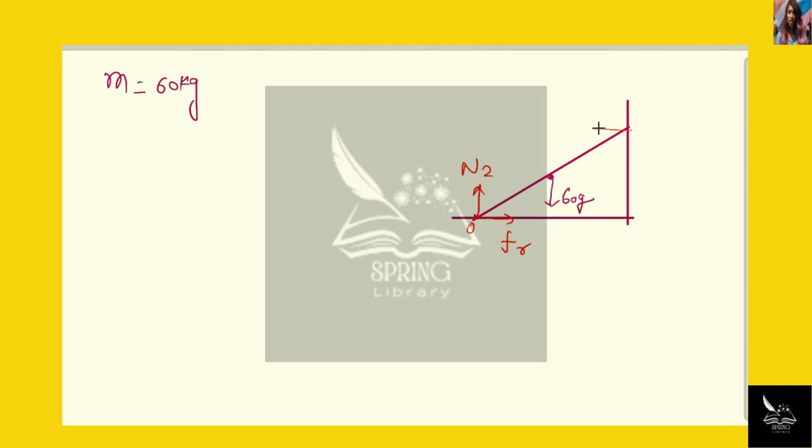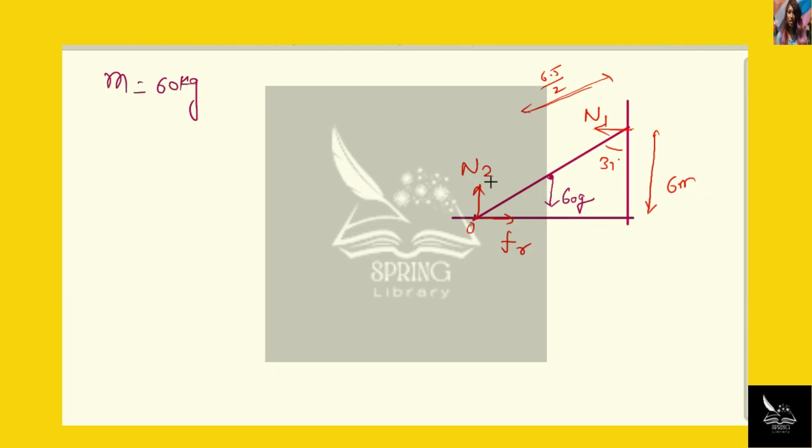This point is denoted by O. One is the normal reaction by the wall, and let this be N1, and this angle is given to us, that is 37 degree. And this height is 6 meter. This is the midpoint of the ladder, so this length is equal to 6.5 by 2. This is also 6.5 by 2.